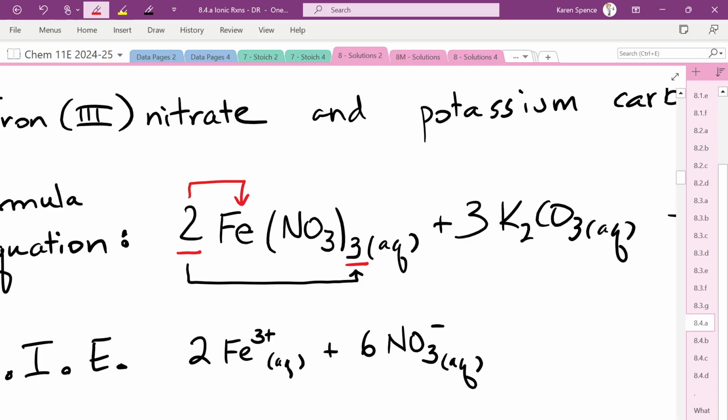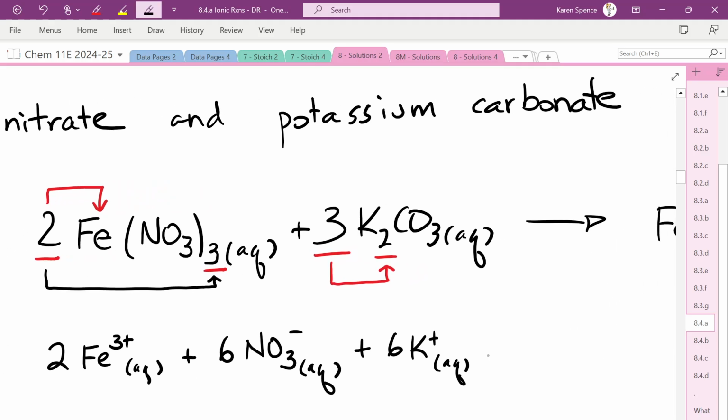For our potassium carbonate, we have a 3 as a coefficient, and the potassium has a subscript. So that's going to be 3 times 2 is 6 K pluses, aqueous, plus, now remember that little 3 at the bottom there? That doesn't mean there's 3 carbonates. It just means 1 carbonate. So we're going to have 3 times 1 is 3 carbonates, CO3, 2 minus.